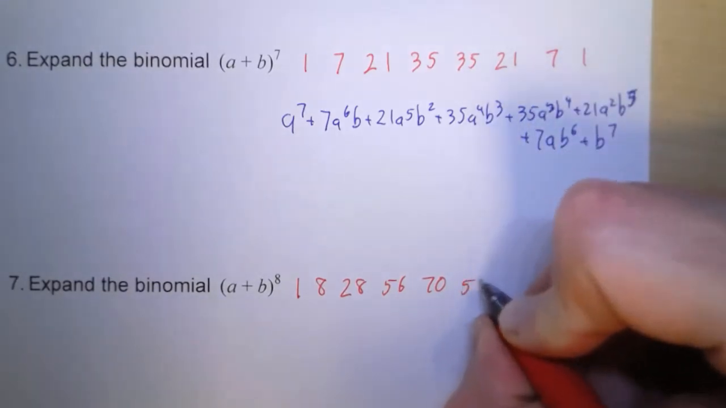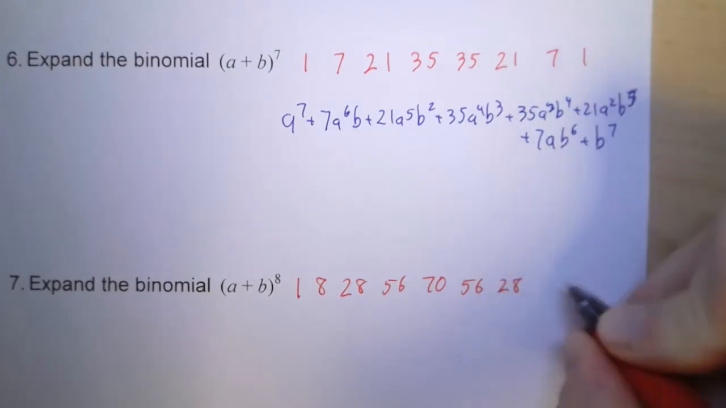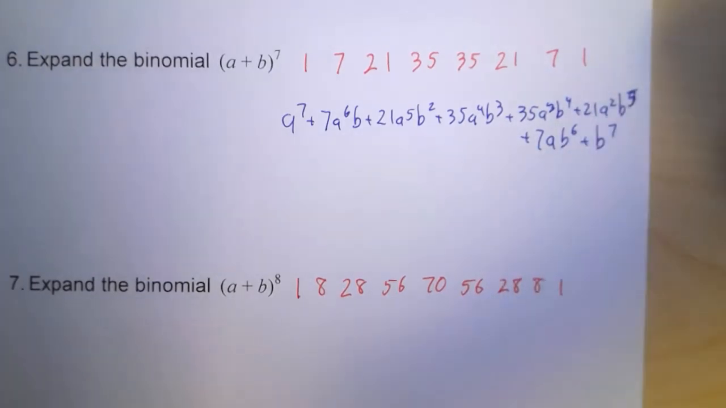35 plus 21 is 56. And so I don't have to keep adding. I can just copy the other side. So 28, 8, and 1.